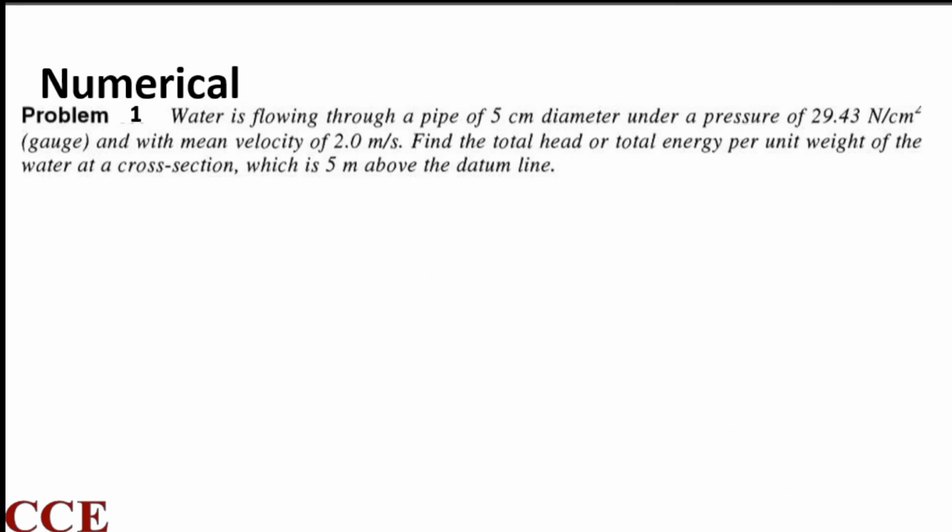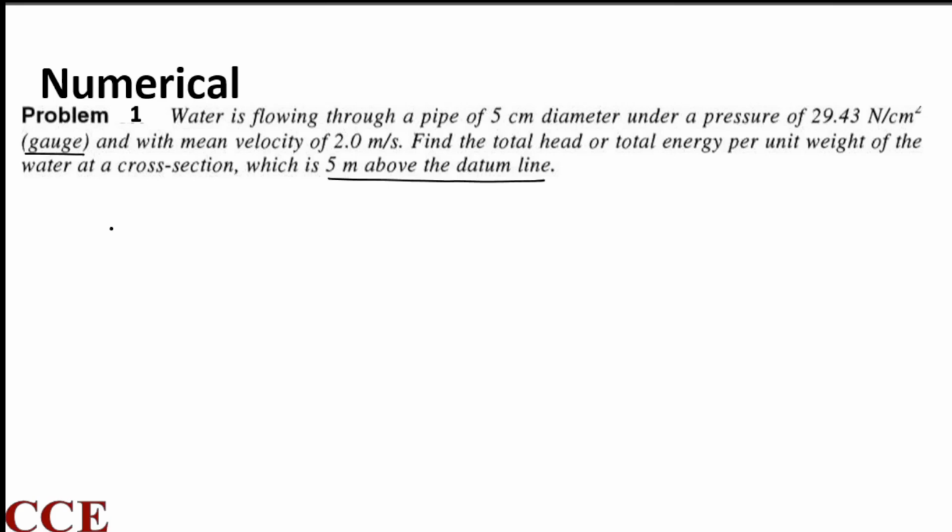After this, we'll try to solve a very simple numerical which is based on the Bernoulli's theorem or Bernoulli's equation. For solving this kind of numericals, the student should have an understanding of Bernoulli's theorem. He should know what the terms in the Bernoulli's theorem are and what the interpretation of those terms is. Water is flowing through a pipe of 5 centimeter diameter under a pressure of 29.43 Newton per centimeter square, so gauge pressure is given, with a mean velocity of 2 meter per second. Find the total head or total energy per unit weight of the water at a cross section which is 5 meter above the datum line. So this is a very simple, straightforward numerical.